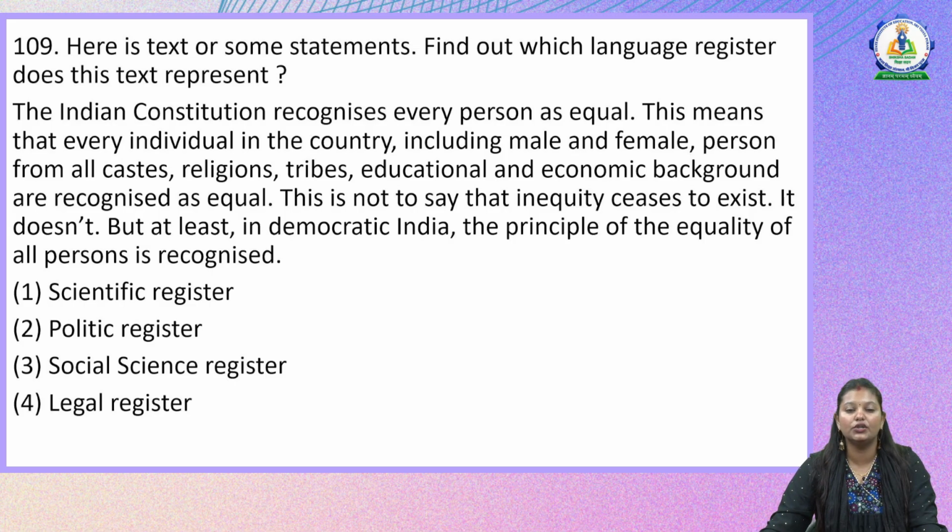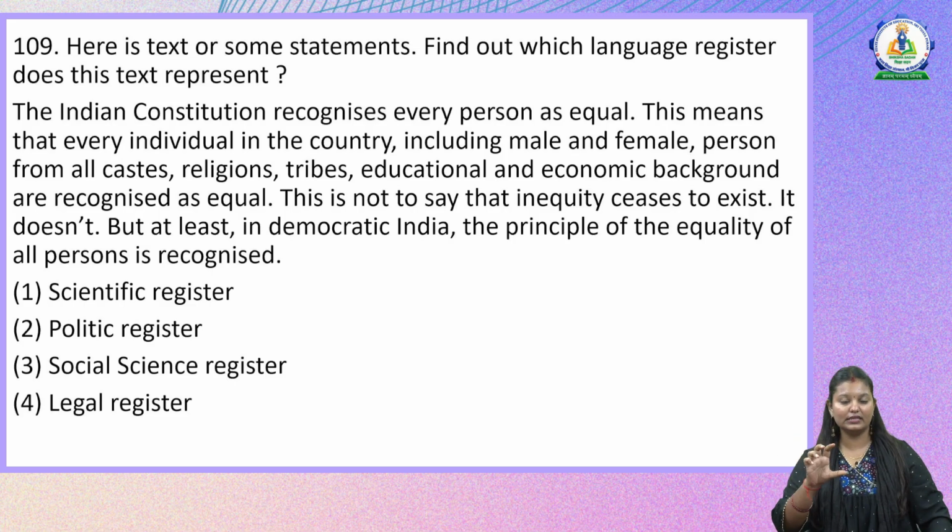The Indian Constitution recognizes every person as equal. This means that every individual in the country, including male and female, persons from all castes, religions, tribes, educational and economic background are recognized as equal. This is not to say that inequity ceases to exist. It doesn't. But at least in democratic India, the principle of the equality of all persons is recognized.